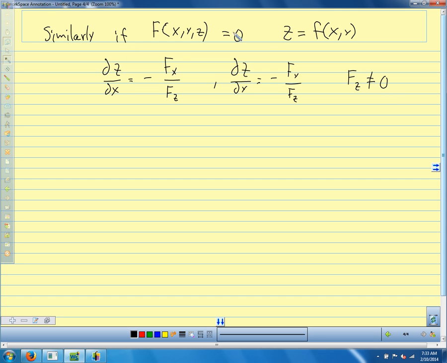And we could extend this for a function of as many variables as we want, and we could find the partials of our function with respect to the other variables using the same process. So we can expand this idea of implicit differentiation for a function of as many variables as we want. Questions there?